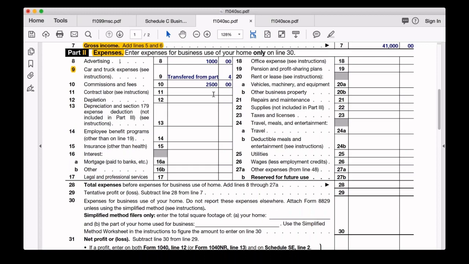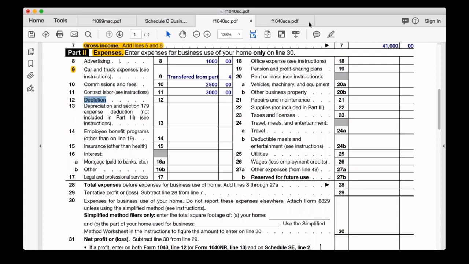And then contract labor. Let's say that I had some people help me, and they only came and helped me for a little bit, and then I pay them. Or I hire some temporary workers and I pay them. So I spent $3,000 in contract labor.